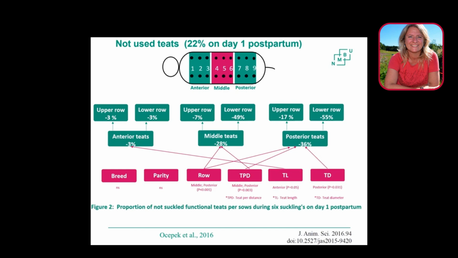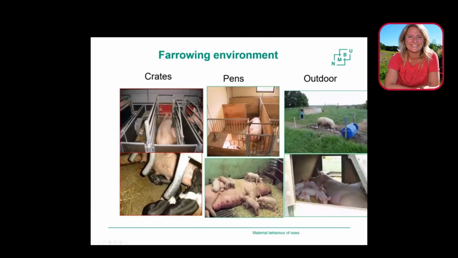But teat pair distance is really important to measure, because the larger they get and the heavier they get, the distance between the upper and lower row becomes larger, and then in the end, the lower teat row is hidden towards the floor and they cannot access it. So that's also a very serious consequence of selection for high productivity that you should be aware of.